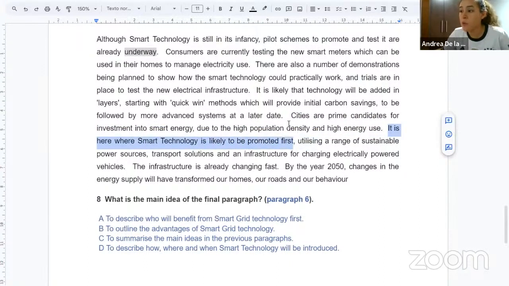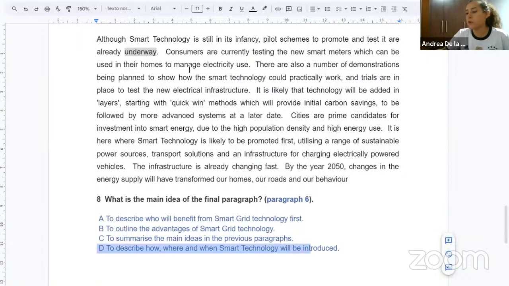So how, where, and then they say when, right? Because they even say the year. By the year 2050, changes in energy supply will have transformed our homes, our roads, and our behavior. So it does describe how, when, and where this technology will be introduced, right? Everything about the introduction of this new technology. Exactly.